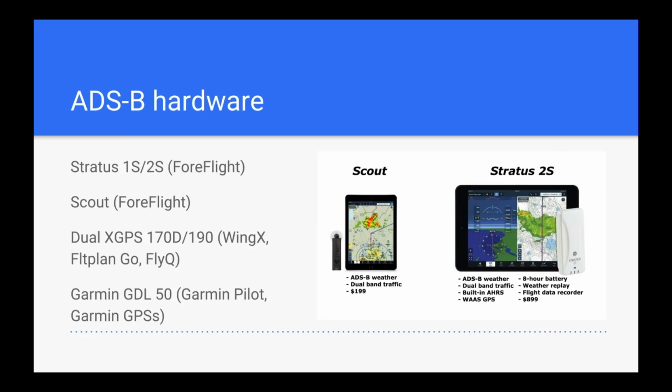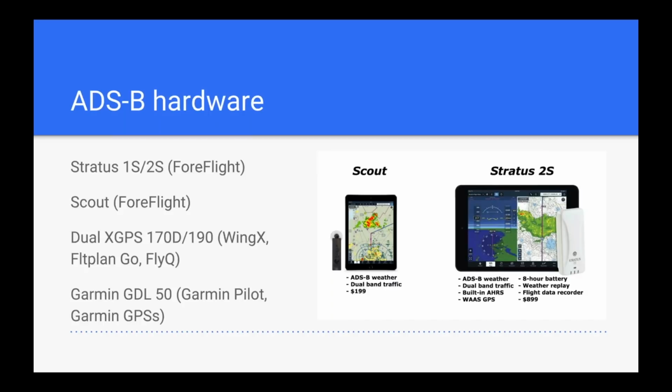Okay, real quickly, we'll talk about the hardware options, the ADS-B options, and then the SiriusXM options, and then I'm going to pass it back to Scott. So if you're in the market for an ADS-B receiver, the good news is there are many options. I couldn't possibly cover them all. I'll just highlight a few of the ones that are most popular here.